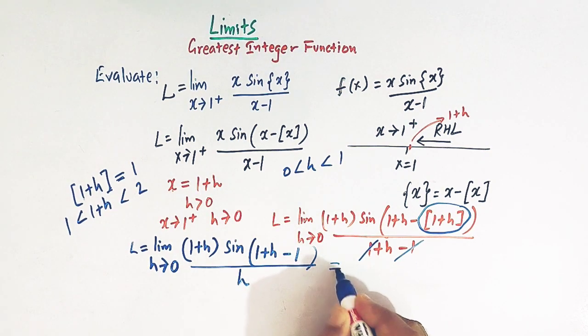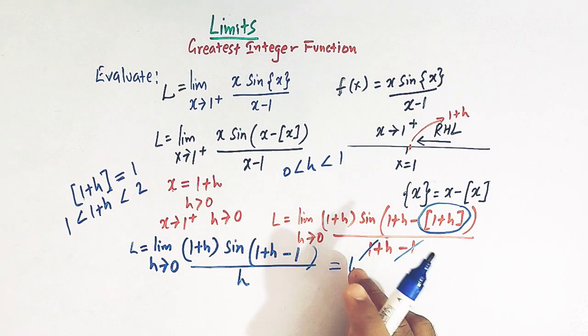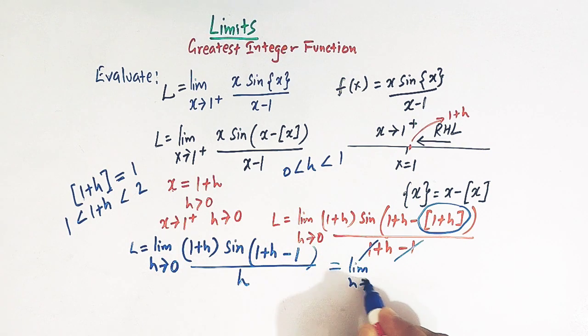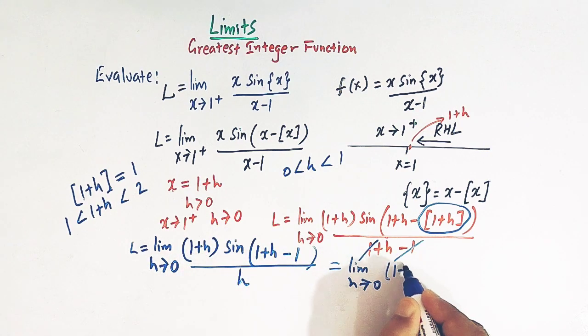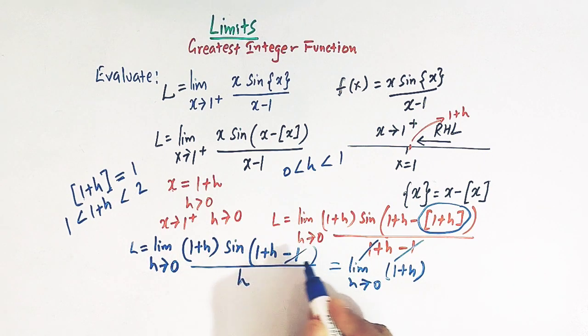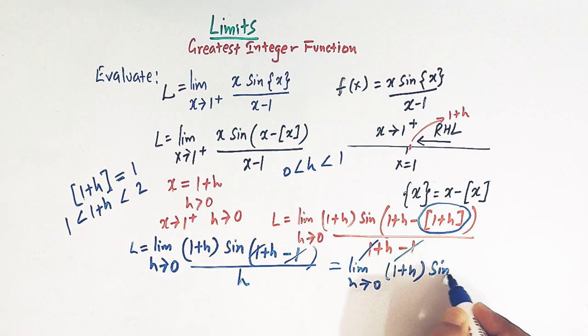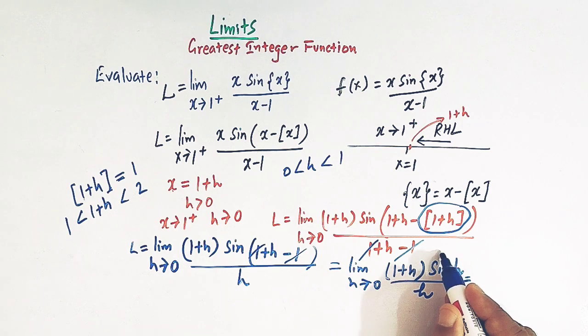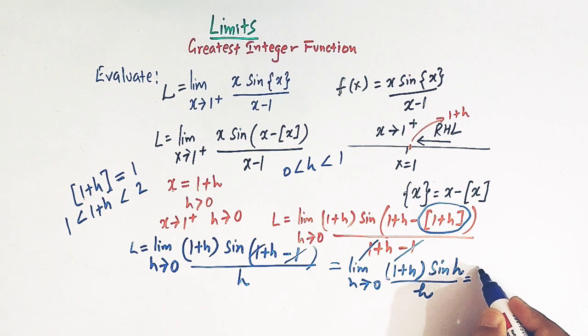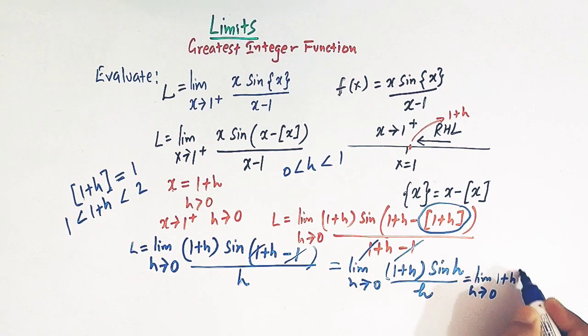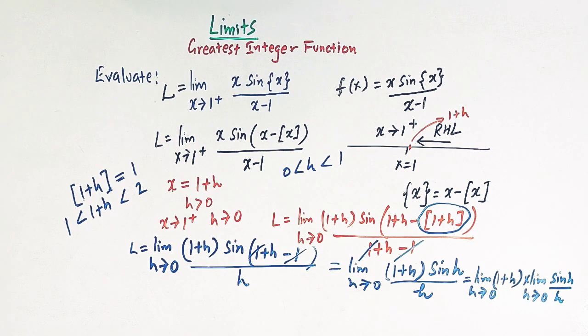Now let us simplify it further. We have limit h tends to 0 of 1 plus h, and here the 1 and 1 get cancelled, so we are left with simply h. So this is sine h over h. Now we can write limit h tends to 0 of 1 plus h times limit h tends to 0 of sine h over h.